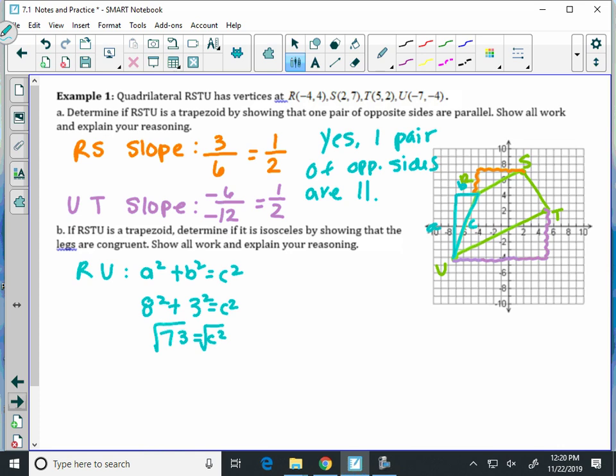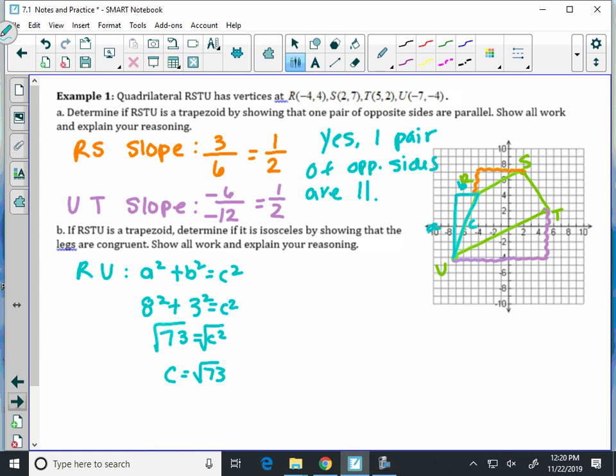We don't actually have to square root here. You can if it helps you out. You can also just leave it as radical 73. You don't have to go through that extra step of plugging it in your calculator. You can leave it as an exact answer. You just leave it as radical 73.